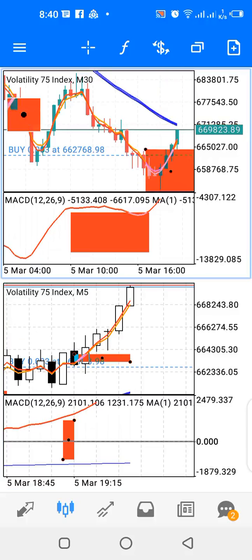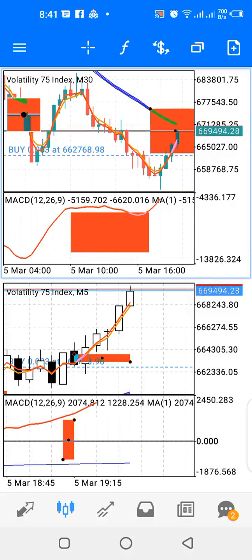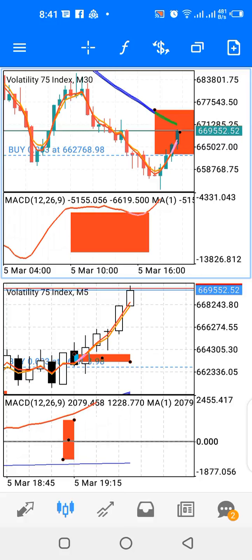How can the trend change? When this red and orange line crosses above the blue Bollinger Band line. That's when I'll confirm that the trend has changed. Then I can confidently buy and hold on to the buy trade. So that's the way this strategy works.